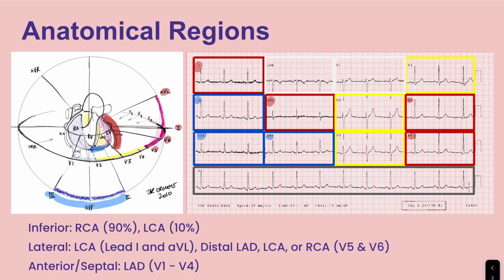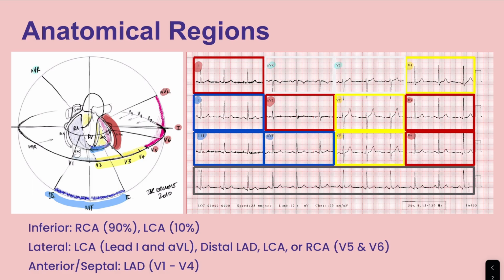If we look at V2, V3, V4, these are anterior or septal, and sometimes V1 can also be categorized in there, but they're going to look at the anterior portion of the heart. And then AVR and V1 are more so right-sided, and they're going to look at the right side of the heart.